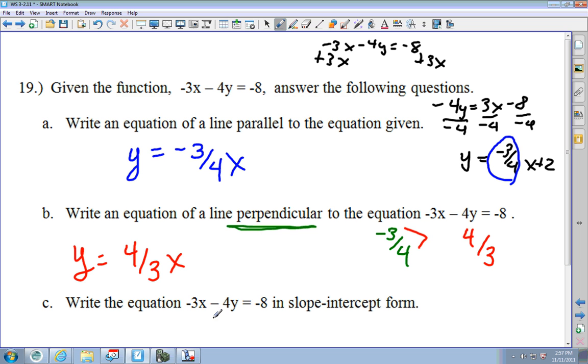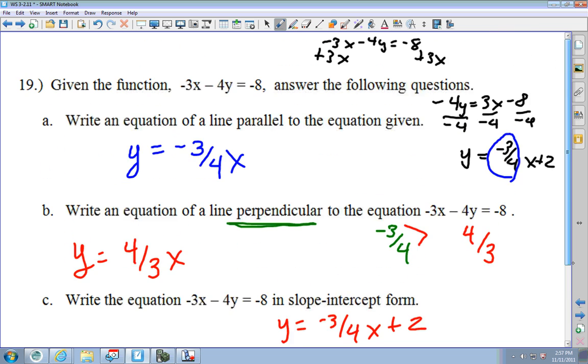Now, this one down here said write it in slope-intercept form. Well, I already did that. That's what we were doing up here. Y equals -3/4 x plus 2. That was all on this problem.